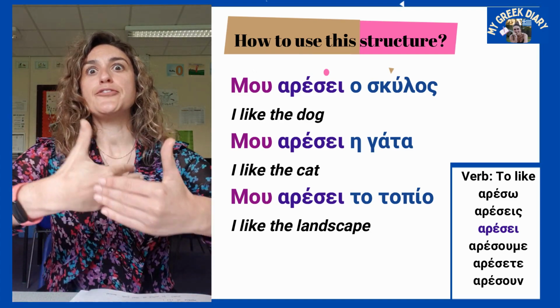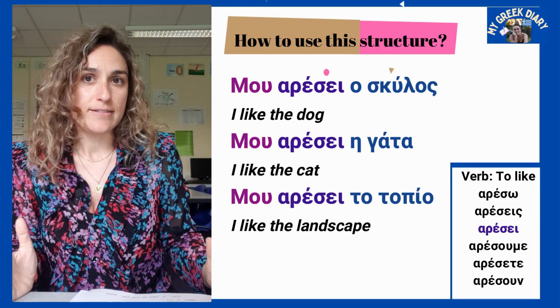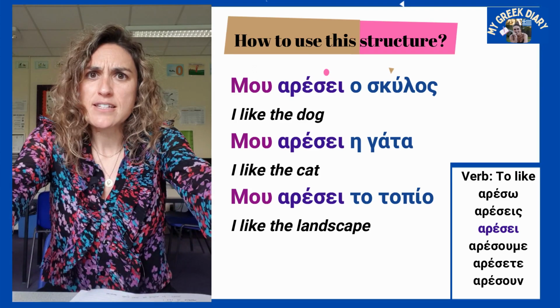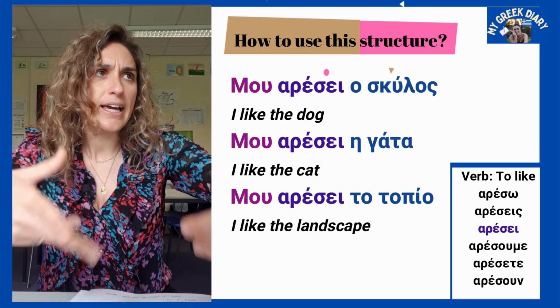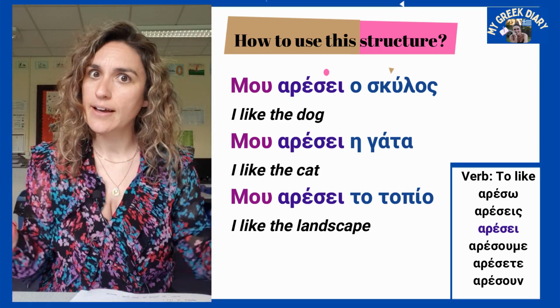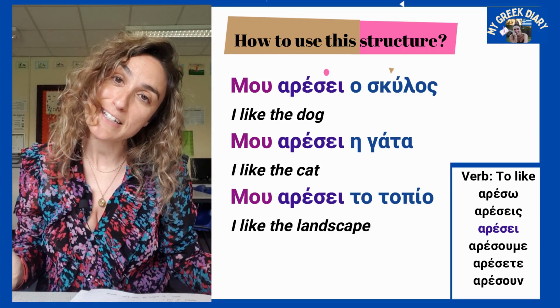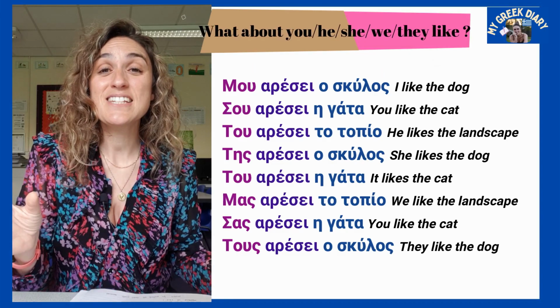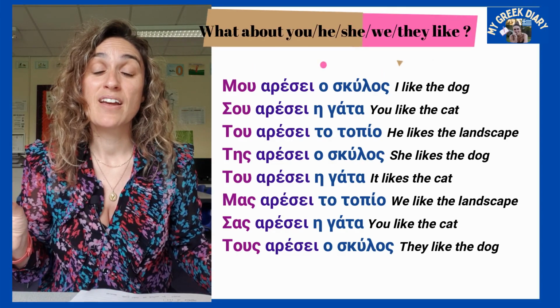Let's go a bit further. Let's imagine that it's not μου αρέσει like I like. What about the rest of the subjects? You like, she likes, we like, they like. How is it gonna work? Okay, let's go now through that. So we've got μου αρέσει ο σκύλος.